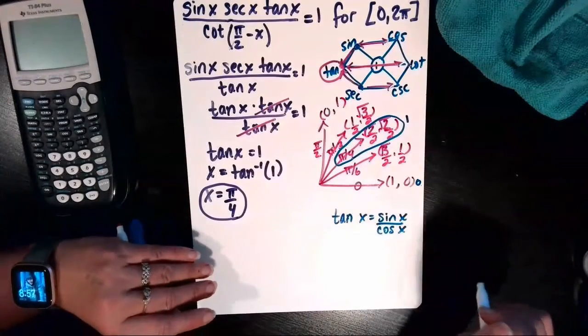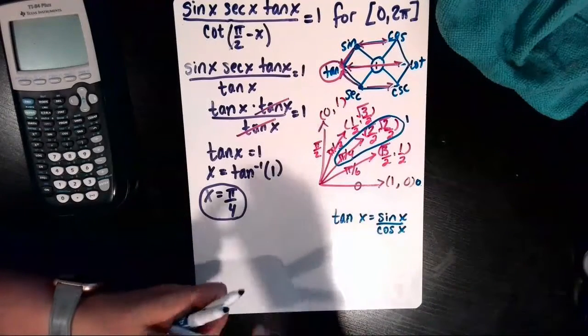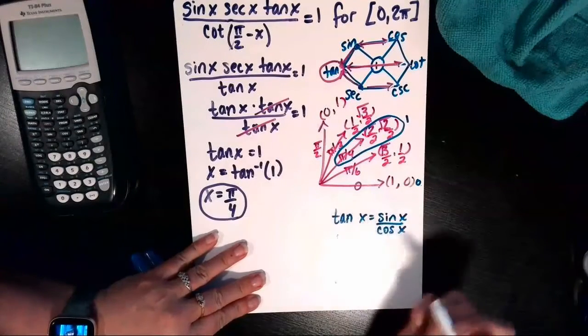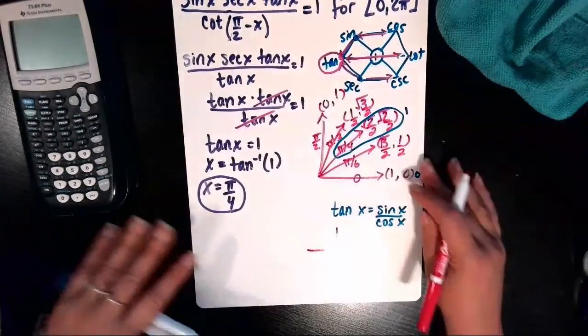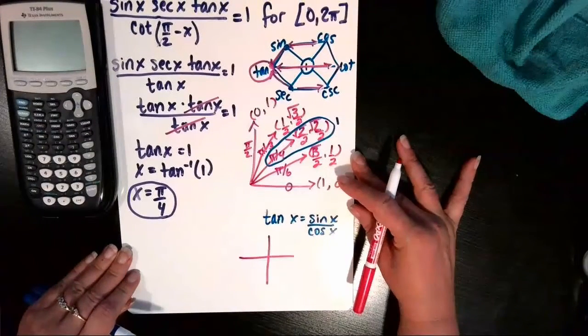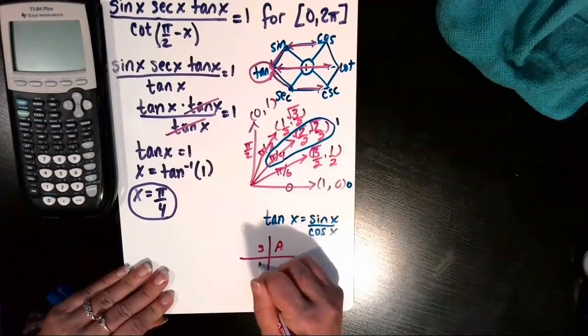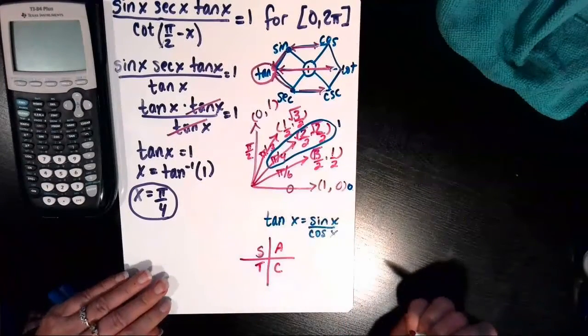Okay, now that's not the only place though where tangent is positive. If you recall the acronym that we learned for remembering where different things are positive on the circle, let's see if I can get away from that glare. All students take calculus. That's our acronym for the different quadrants.